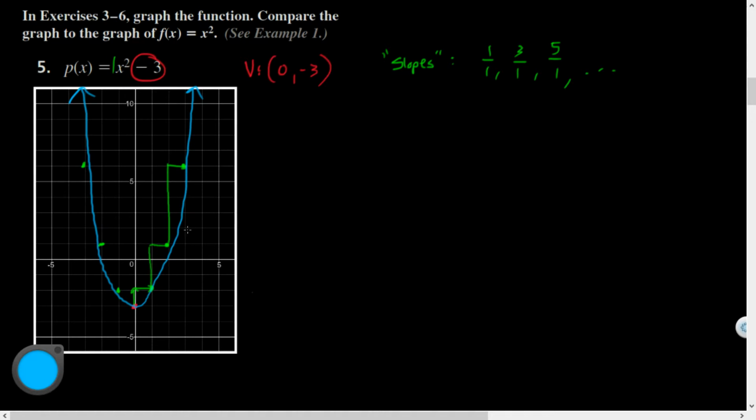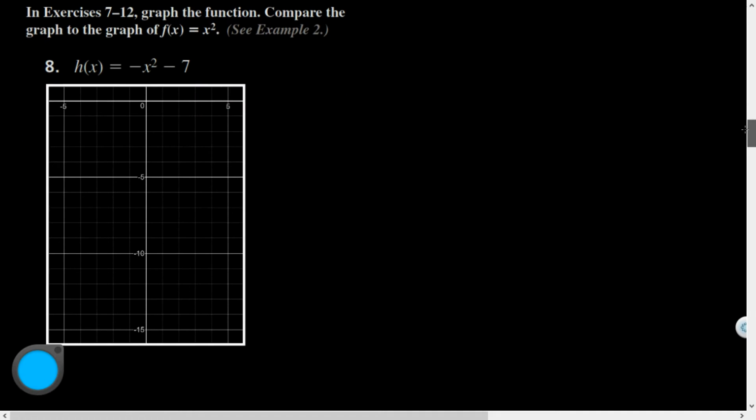So that's a way to quick graph these. You could make a table of values, but come on, I'm a mathematician. I make tables of values for graphs that I don't know what they look like. But when I know what they look like, I use my intuition, I use my logic, I use pattern recognition. That's what we do.